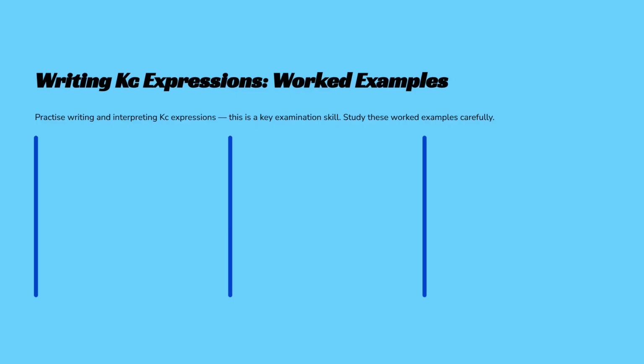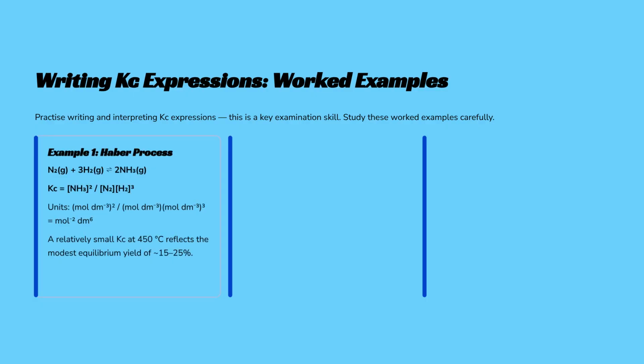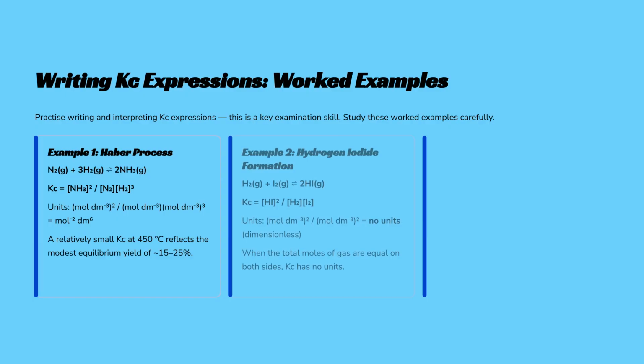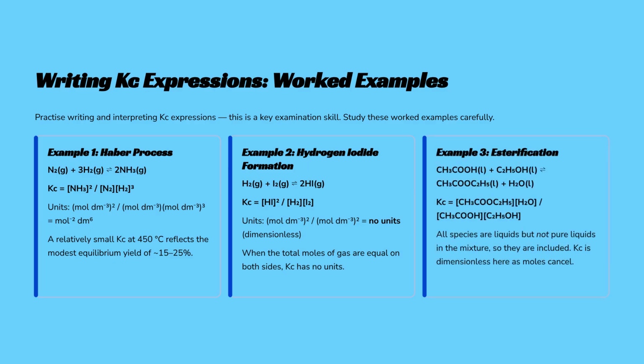Here are 3 examples of writing and interpreting Kc expressions. In the Haber process, Kc has units of mole squared dm to the power of 6. In the hydrogen iodide formation, moles cancel, so Kc has no units. For esterification, all species are included as they are not pure liquids or solids.